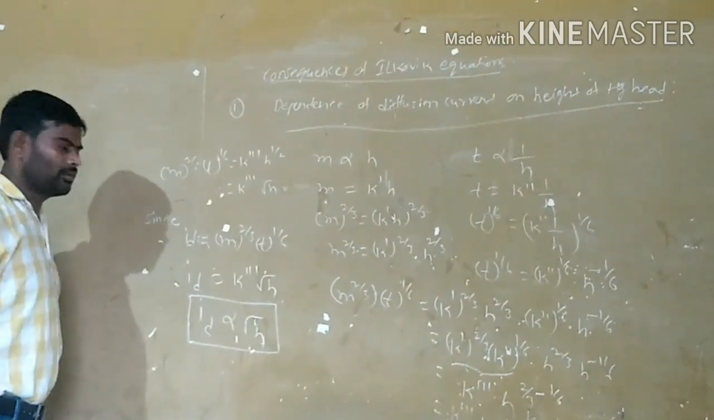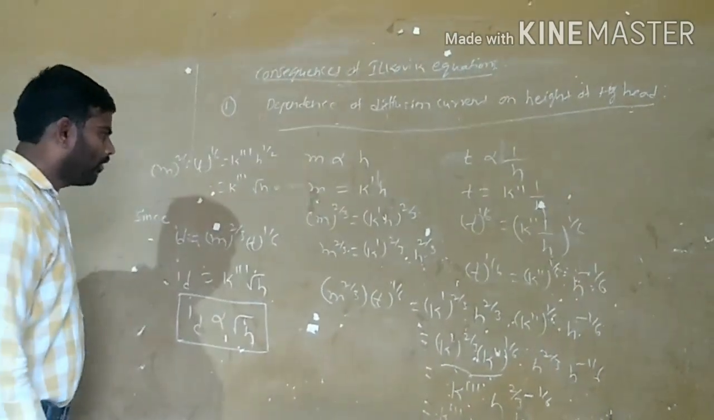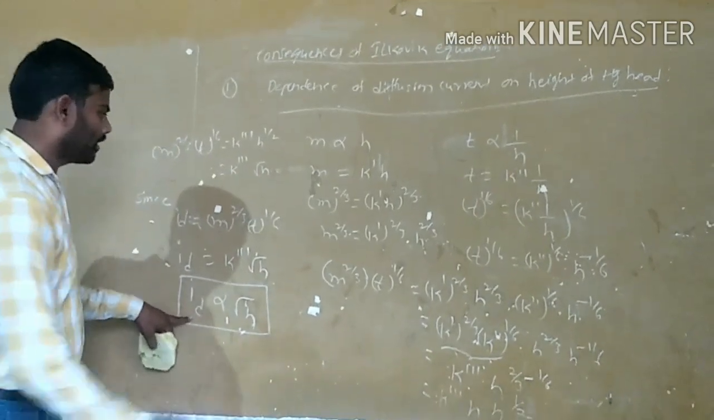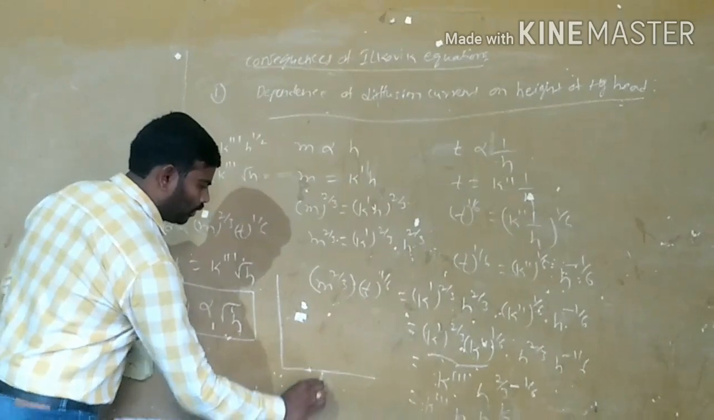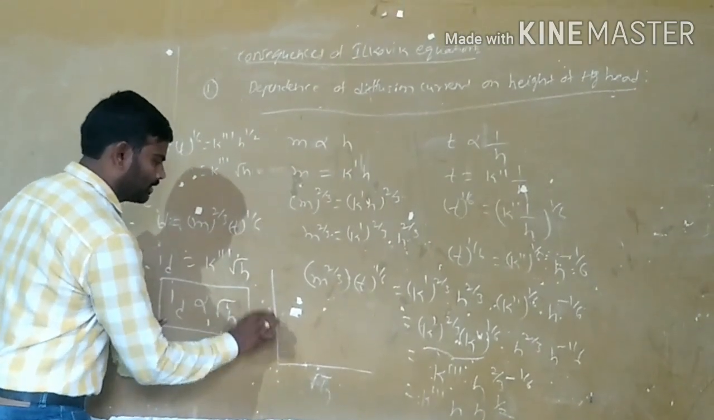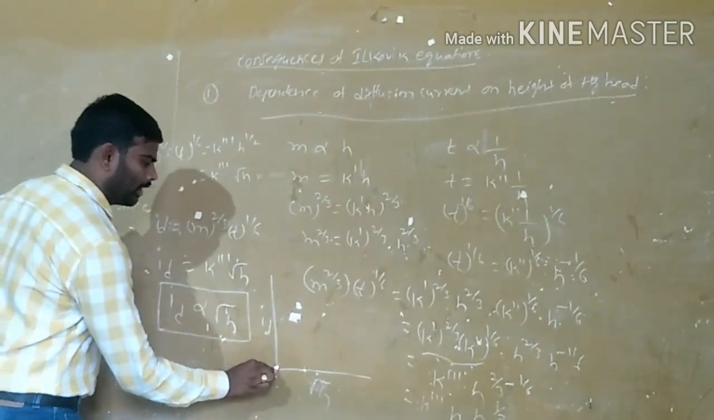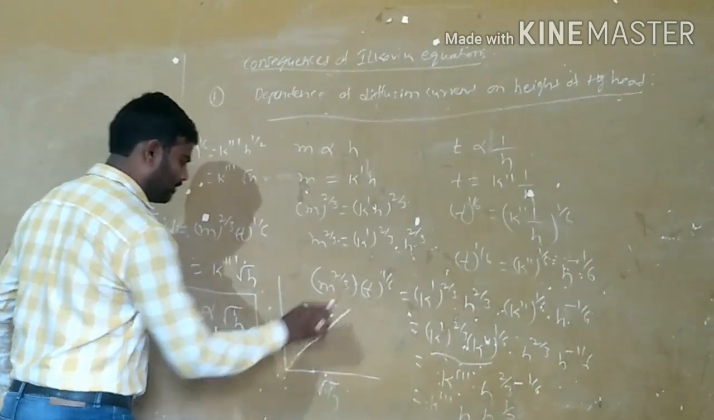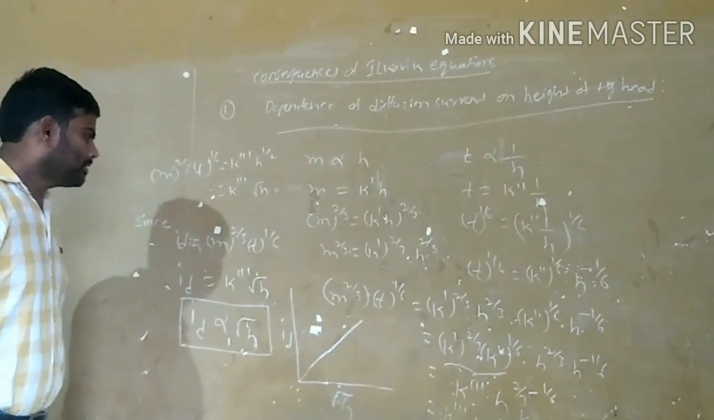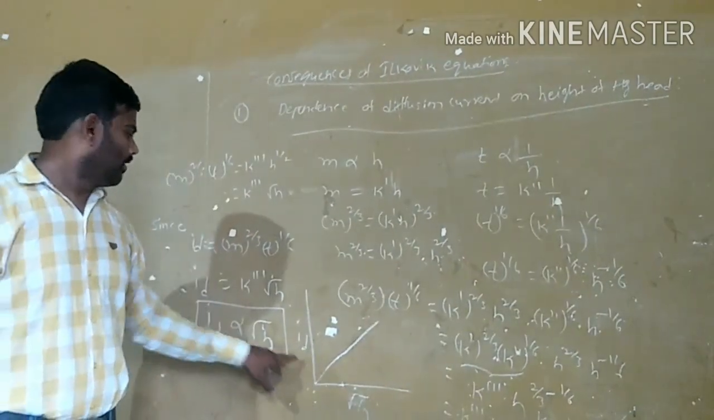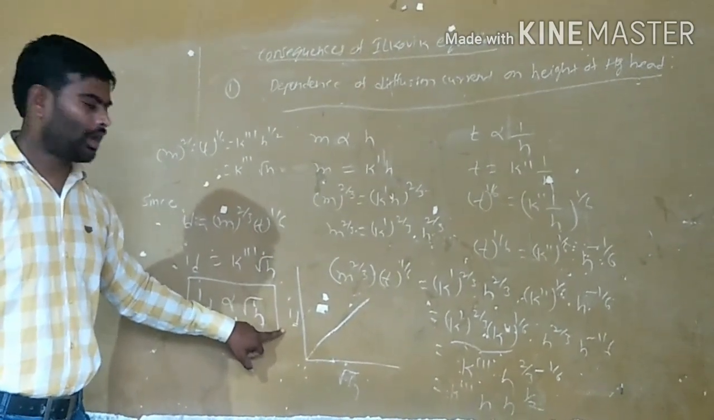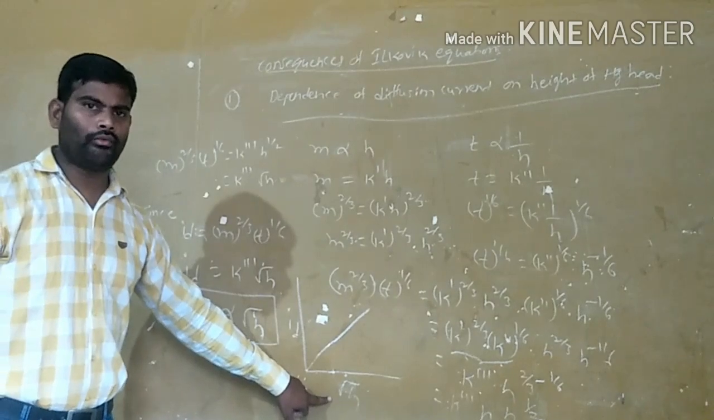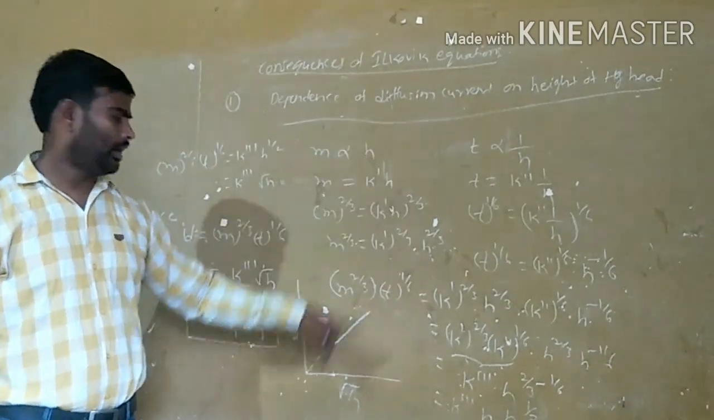Means by plotting a graph between diffusion current ID and root h, we get a graph like this. Means diffusion current is directly proportional to the square root of height of the mercury head h.